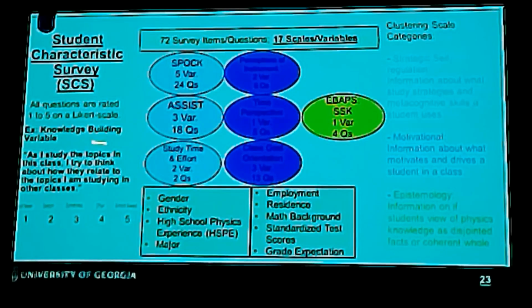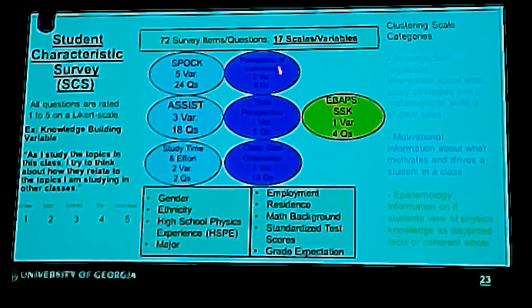This is just an example of a knowledge building question: as I study the topics in this class, I try to think about how they relate to the topics I'm studying in other classes. I prompt them to think about their physics class when they take this survey. They would answer from almost never up to almost always, from 1 to 5. Then they answer 5 other similar but different questions on this Likert scale, we average those, and we get some value of knowledge building for a student.